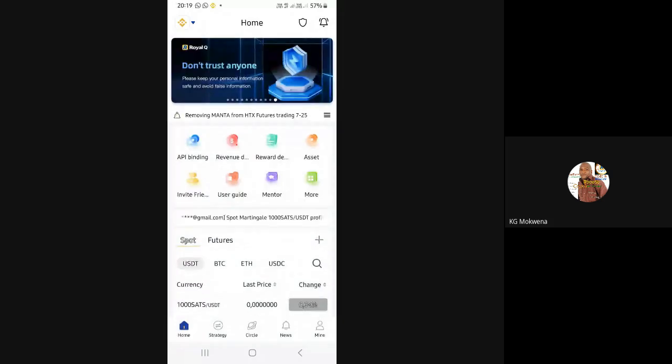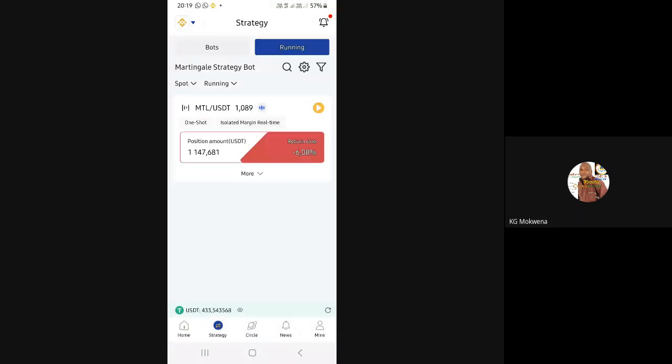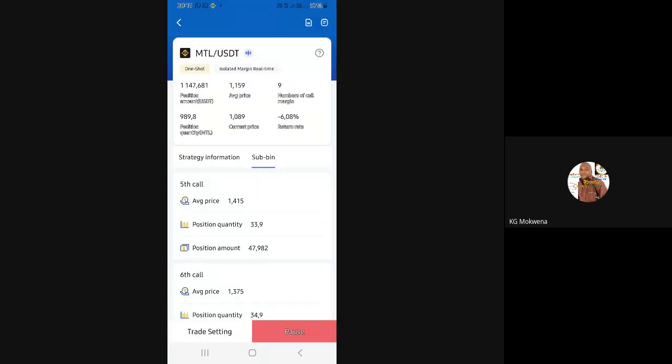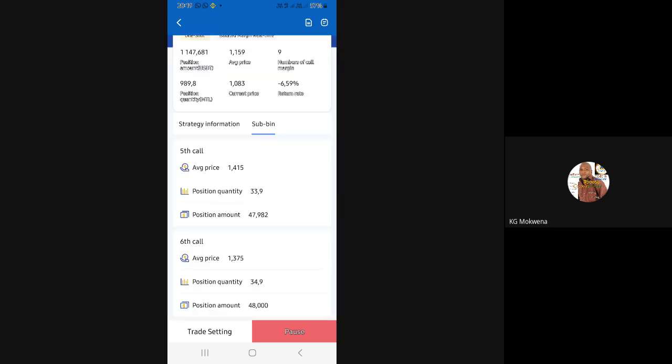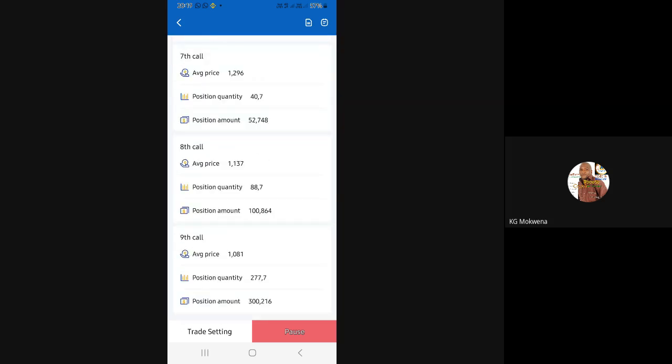Yes. So now, let's go to strategy again. And looking at this position, or even say, for instance, I already know that your position of MTL is 1,081. There it is at the bottom. Can you see it? Okay. Average price. Yes, 1,081.